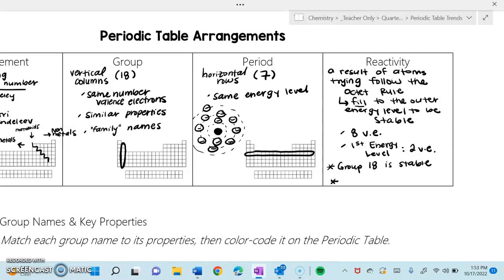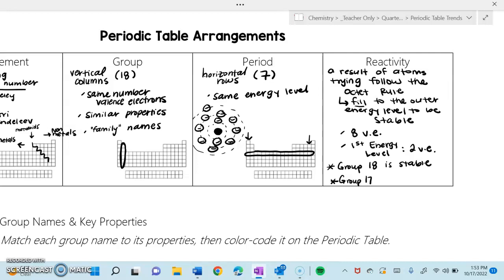The ones that are really, really close to getting a full shell or following that octet rule are going to be super reactive. You probably already guessed it, the group 17 that has 7 valence electrons is the most reactive nonmetals. And the other group that is very reactive is group 1. You might be thinking, well, why? It has to gain 7 electrons to get to a full shell. You would be correct if the only way we can get to a full shell is by gaining electrons, but we can also lose electrons.